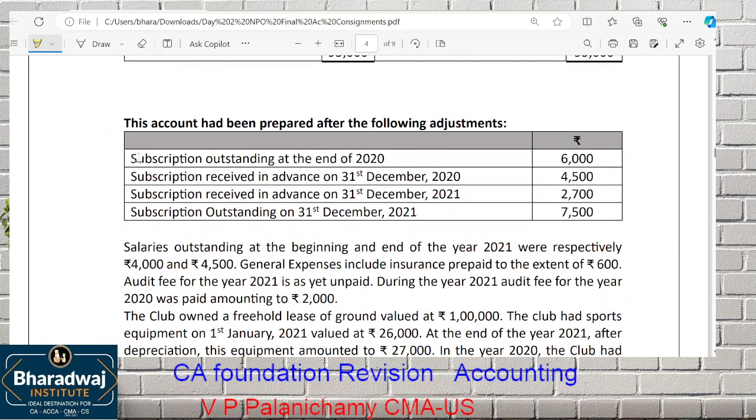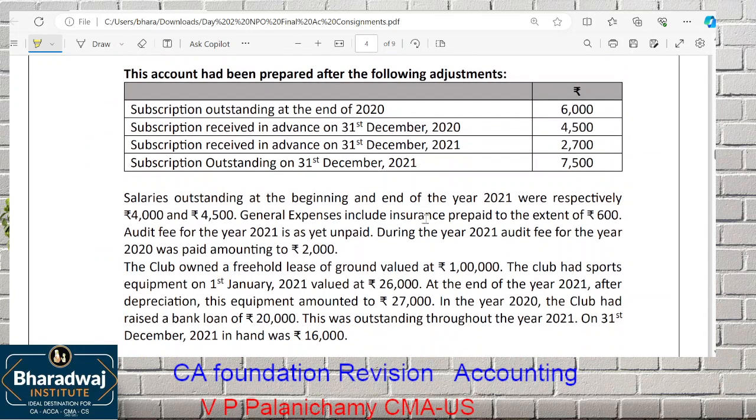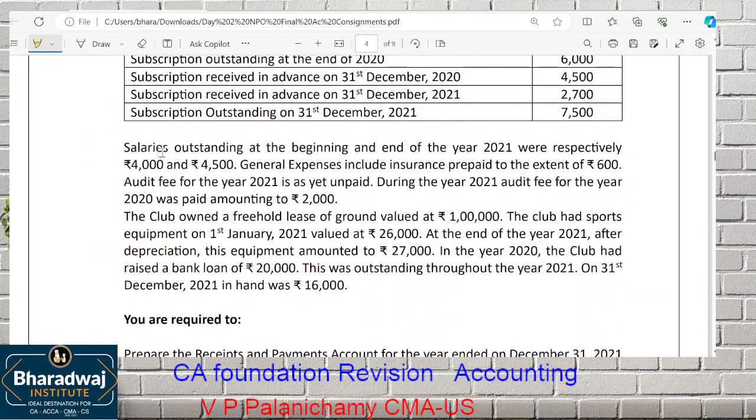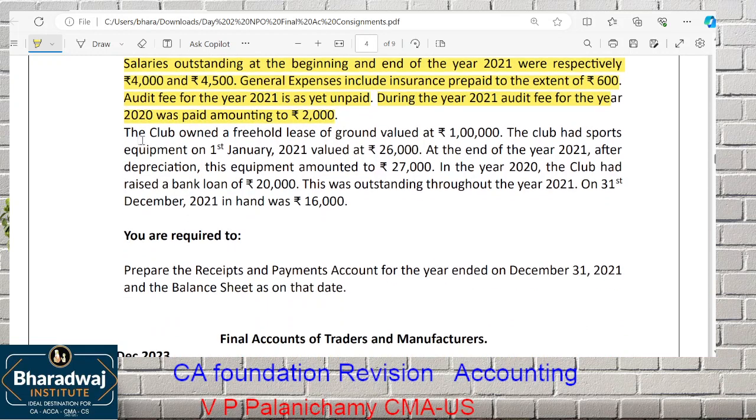If you look, subscription account is also given. Subscription details are given to us. Salary outstanding at the beginning and last year is given to us. General expenses prepaid to the extent of what? 600. Only amounts are different, but the concept or the method of solving is the same. Audit fees for the last year is 8 unpaid. During 2021, audit fees for 2021 was paid how much? 2000. Same like last one.